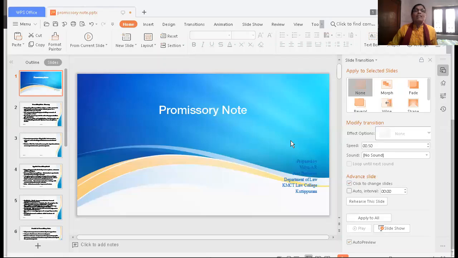The amount is also mentioned. Okay, everybody has joined. And next I am going to share that promissory note in the slides. Let us see what is meant by a promissory note and what are the ingredients of a promissory note.